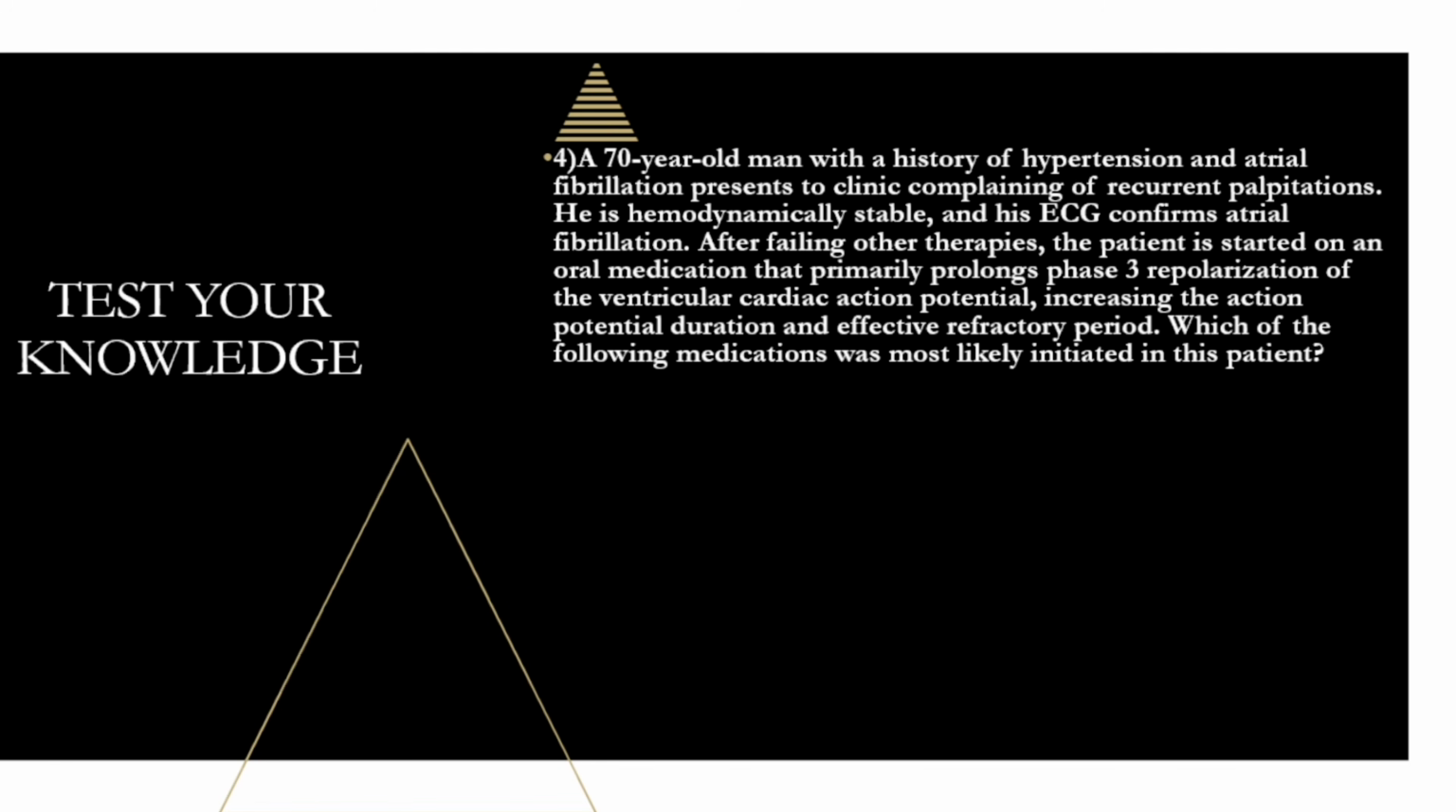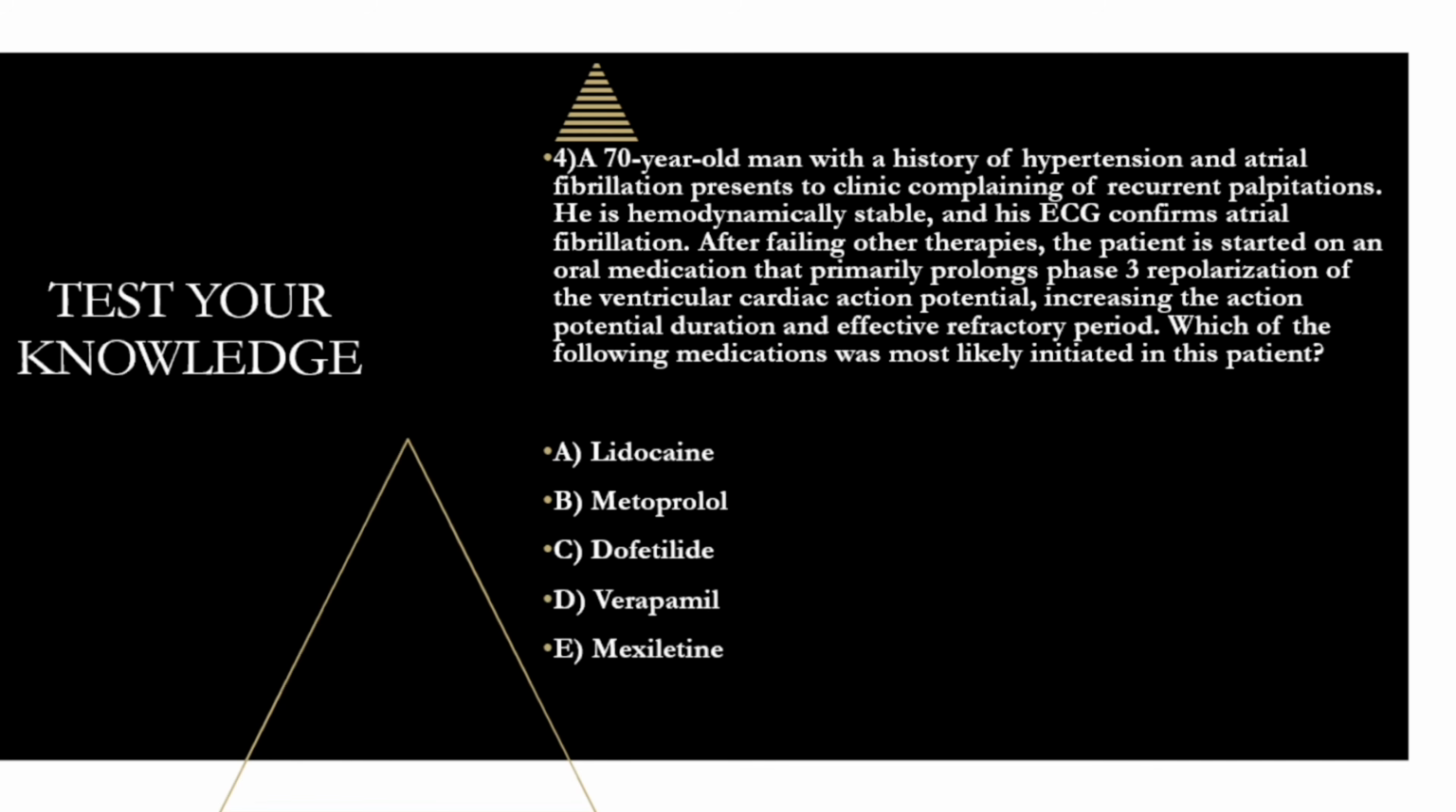Okay, question 4. A 70-year-old man with a history of hypertension and atrial fibrillation presents to the clinic complaining of recurrent palpitations. He is hemodynamically stable and his ECG confirms atrial fibrillation. After failing other therapies, the patient is started on an oral medication that primarily prolongs phase 3 repolarization of the ventricular cardiac action potential, increasing the action potential duration and effective refractory period. Which of the following medications was most likely initiated in this patient? A, lidocaine, B, metoprolol, C, dofetilide, D, verapamil, or E, mexiletine?